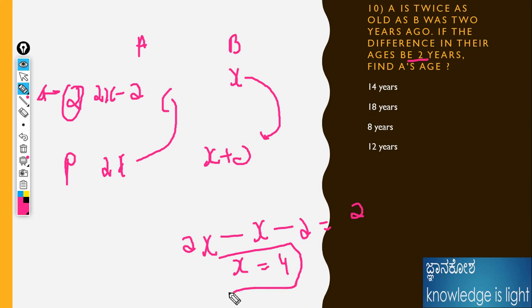Understand? The question is asking to find A's age. The present age is 8 years. Understand? This is a very easy question, but how to format the table is very important, or else how to apply the logic is very important for these kinds of problems. Okay, answer is 8.